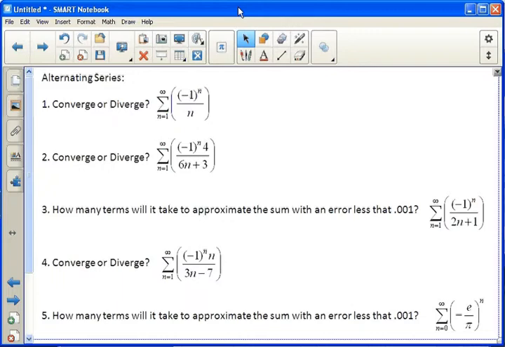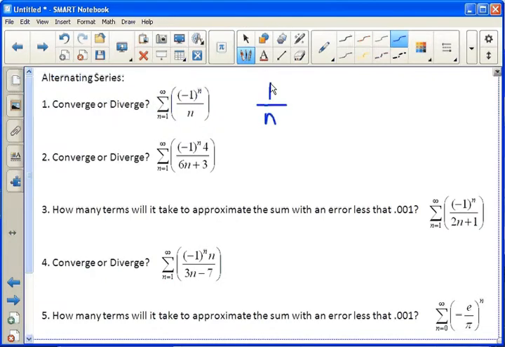So for example, in this first one, where we have negative 1 to the n over n, we can ignore the negative 1 to the n and just write 1 over n. And if we take the limit of this, it'll help us find the answer. So the limit of this would be 0 because the bottom's going to infinity. And since we get 0, it converges.